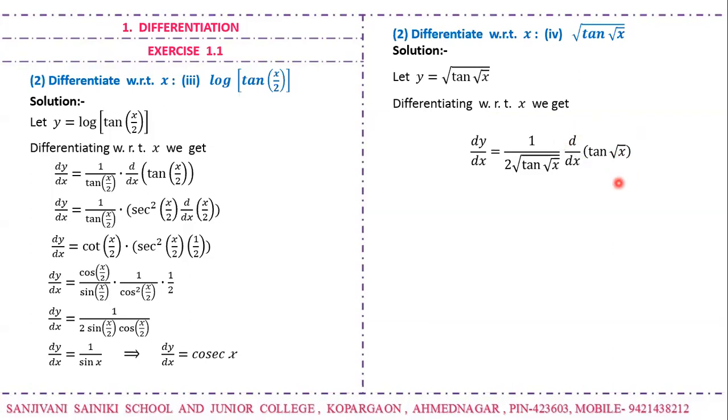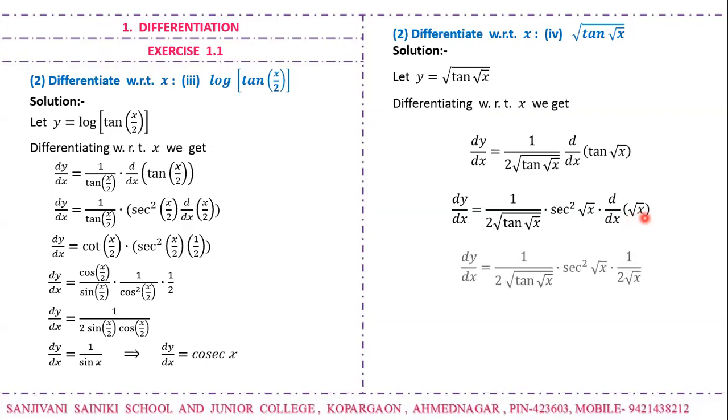Here again I will use the chain rule. d by dx of tan f of x. Now tan f of x, its derivative is sec square f of x into f dash of x. So f dash of x means d by dx of square root of x. Then root x, its derivative is 1 upon 2 root x.